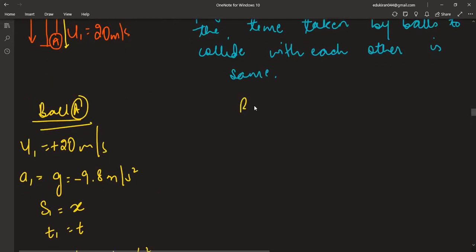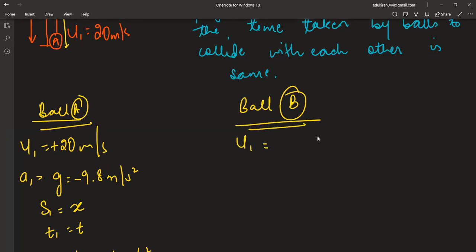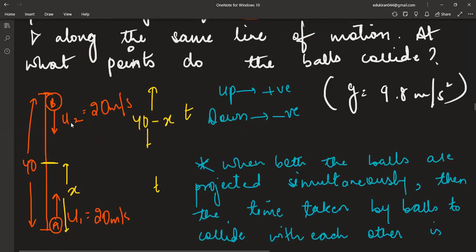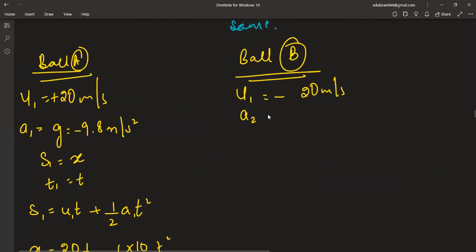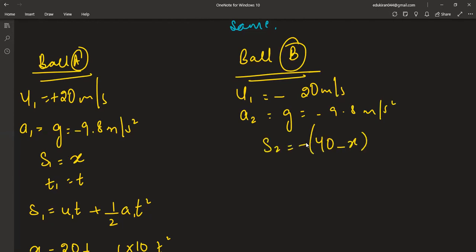Coming to ball B, the second ball. Initial velocity of this is also 20 meter per second. But since the ball is coming downward, its initial velocity will be negative. See, this ball is coming downwards. Initial velocity is downwards, displacement is also downwards, acceleration due to gravity is also downwards. So acceleration a2 will be minus 9.8 meter per second square. This will remain the same. But displacement, 40 minus X, will be negative because displacement is in the negative direction, and t2 is t.